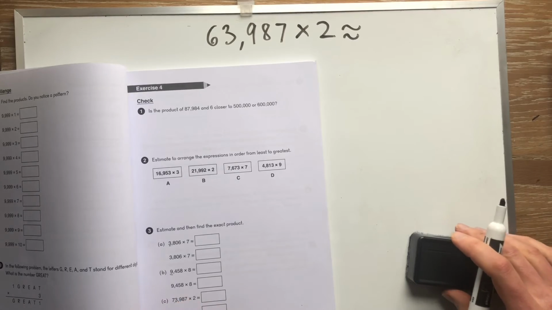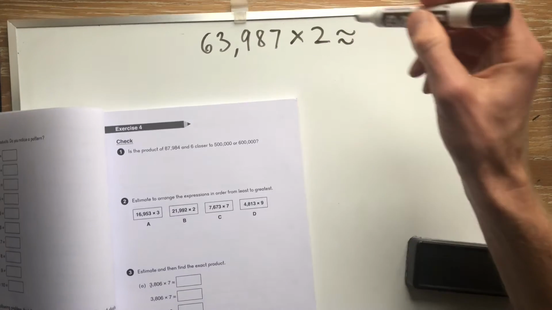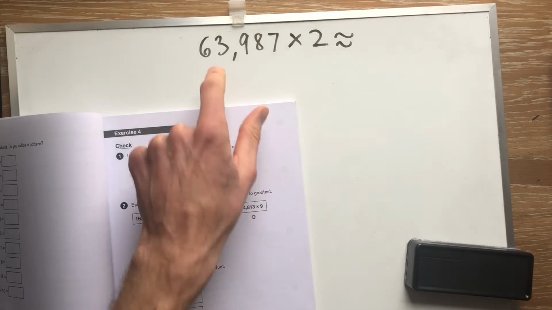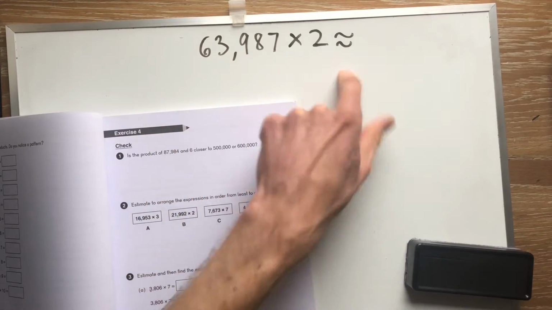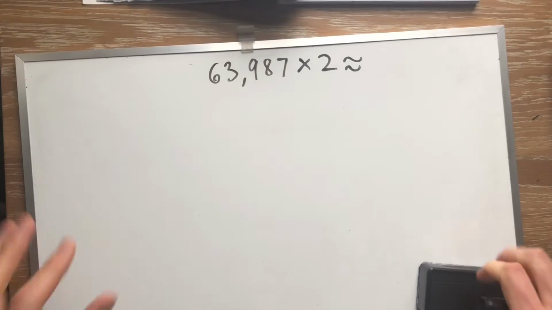So I'm not going to solve this one for you, but I'll solve a similar one, which is this one. And I'll let you guys do your thing. I'm not going to solve 73,987 times 2, but I'll solve 63,987 times 2 for you, so you can kind of see how you do it. Then you can do the other one. Okay, so first we have to estimate.